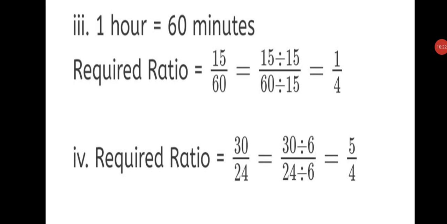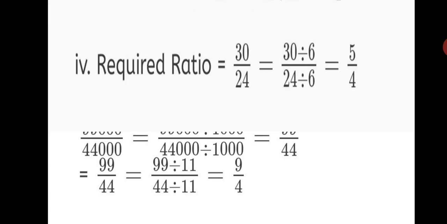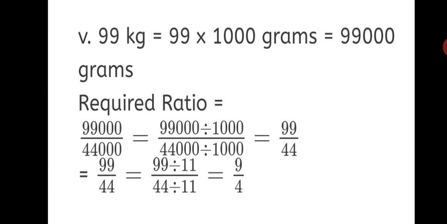Next we have the fifth sum. 99 kg is the first quantity and the next unit given is 44,000 grams. So kg we will have to convert into grams. We will have to multiply by 1000 because 1 kg is equal to 1000 grams. So the 99 kg which is in the question we are converting into grams. That will give us 99 into 1000 grams, that is 99,000 grams.